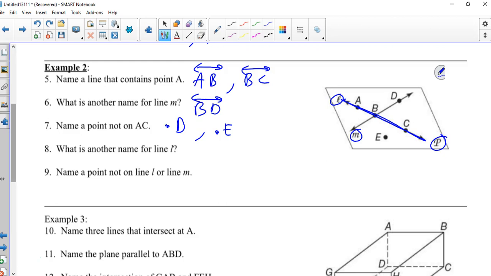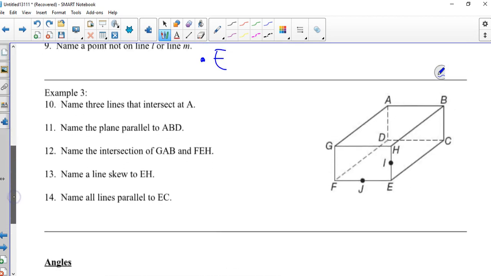Which gets to number 8. What's another name for line L? Well, that would be, just like number 5, AB, or CB, or CA. Name a point not on L or M. Well, that's point E. Like I said earlier, that's off both of them.